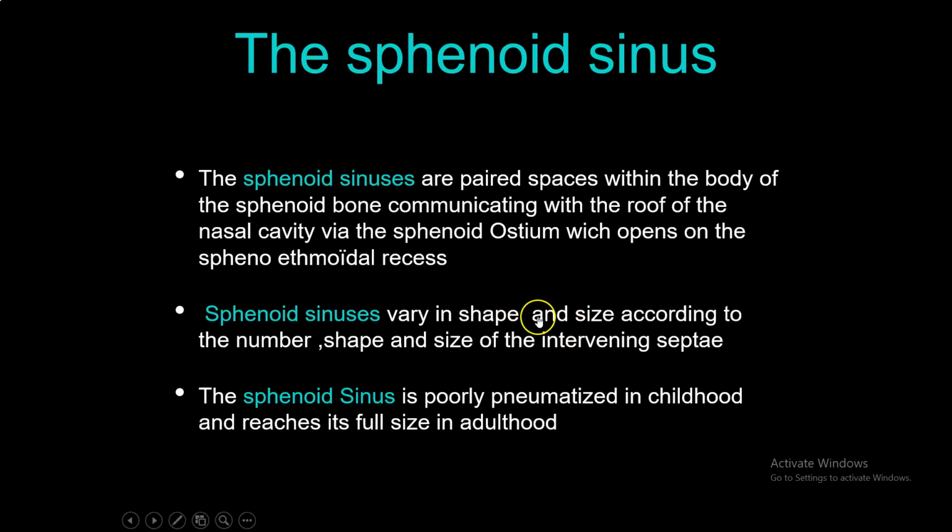These are very important in transsphenoidal surgery. And last but not least, the sphenoid sinus is poorly pneumatized in childhood and reaches its full size in adulthood. So when you are going to operate on a child through the transsphenoidal route, you have to have an image, because you will not enter a sinus, you will work in bone reaching the sella, because the sphenoid sinus is normally not pneumatized or poorly pneumatized in children.